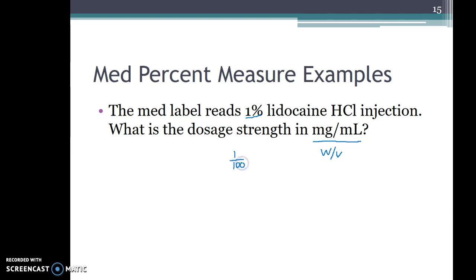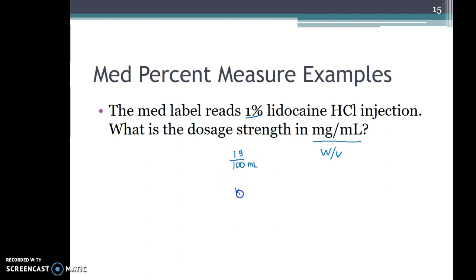I have to put labels on that though. And when we have percent measure, we always have grams as our weight, and we always have milliliters for our volume. So from the percent, I get this strength, 1 gram per every 100 milliliters. But the problem is asking me to figure it out in milligrams per milliliter. So I need to change the prefix on the weight, and I do that by using King Henry.